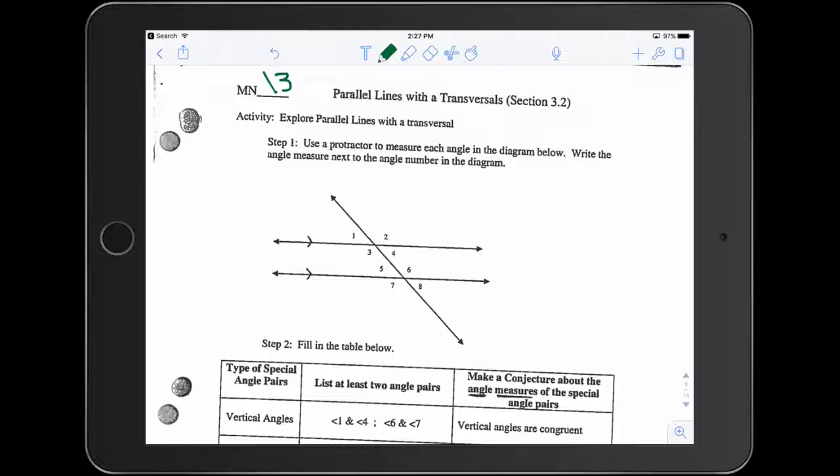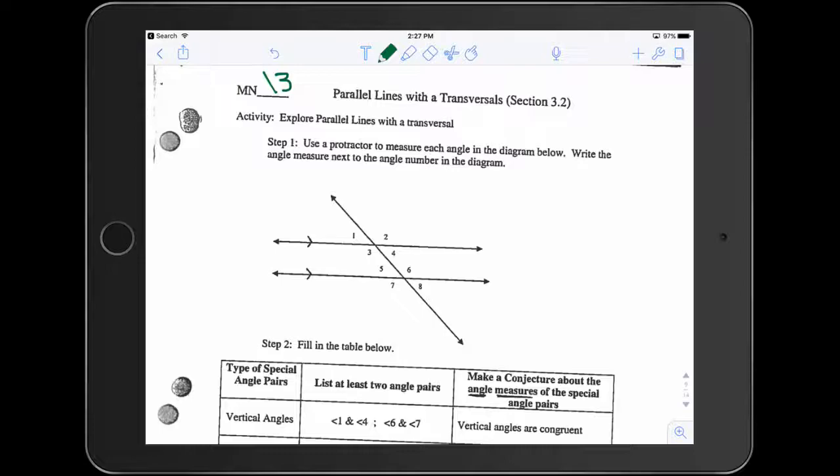Step 1, it says use a protractor to measure each angle in the diagram below. Write the angle measure next to the angle number in the diagram. So at this point, I'd like you to pause this video and use a protractor and measure angles 1, 2, 3, 4, and so on to the nearest whole degree. Okay, so you pause me, and then you can start me when you have those angle measures taken care of.